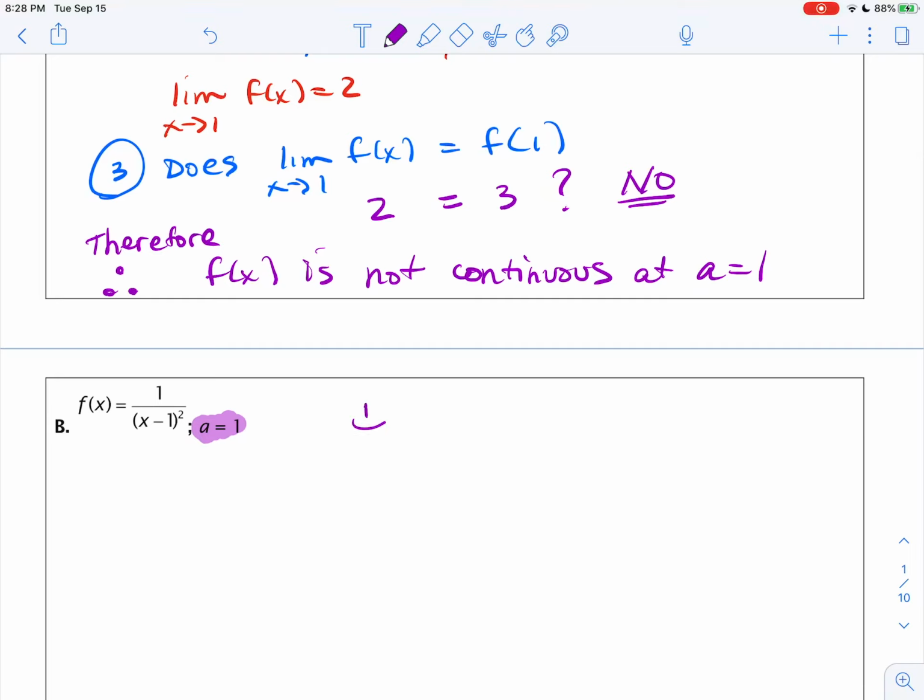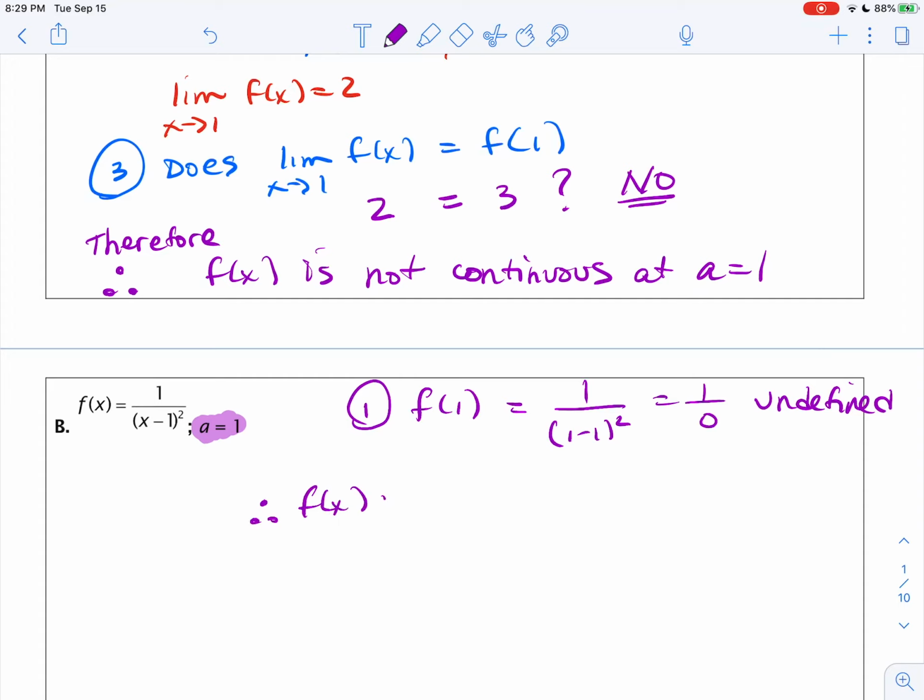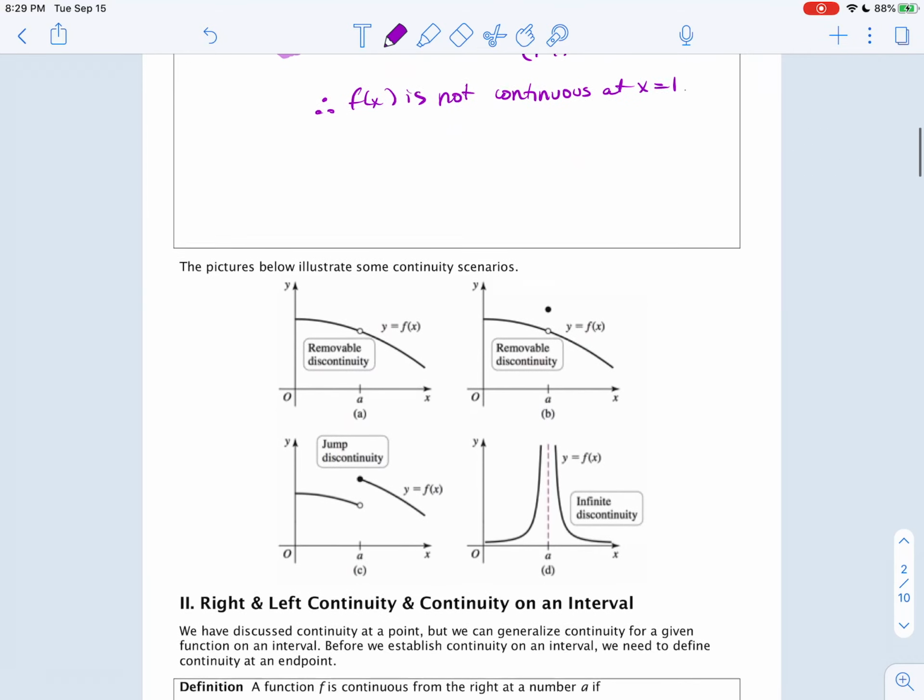We're going to do this here. We're going to follow the same 3 steps, and we'll say 1. What is the value of f of 1? The value of f of 1 is 1 over 1 minus 1 squared, which is 1 over 0, and that is undefined. We can finish right now, and we can just say conclusion. f of x is not continuous at x equal to 1. Good.